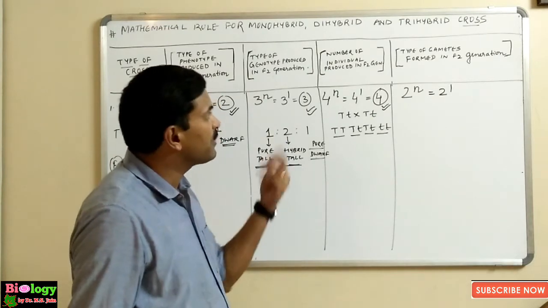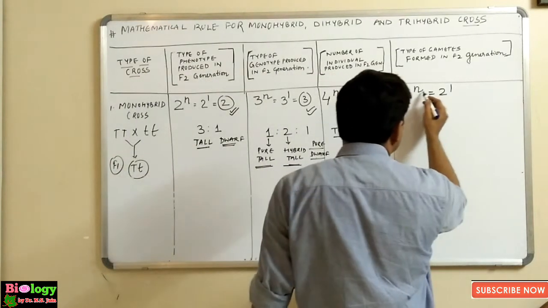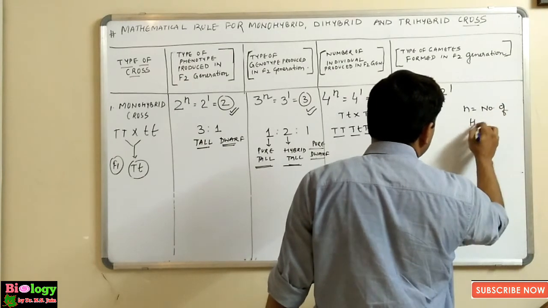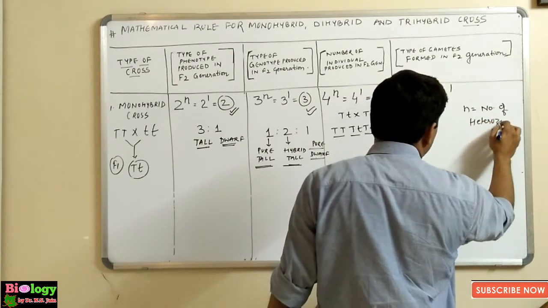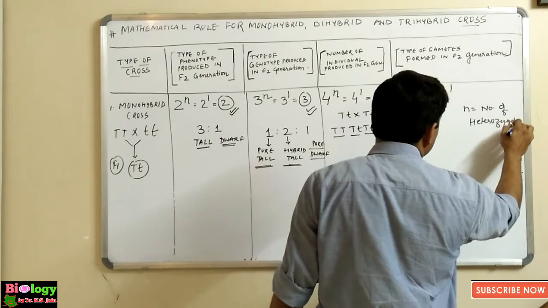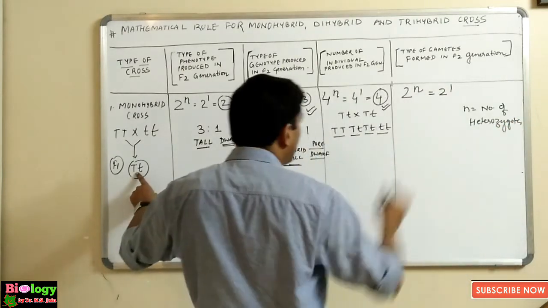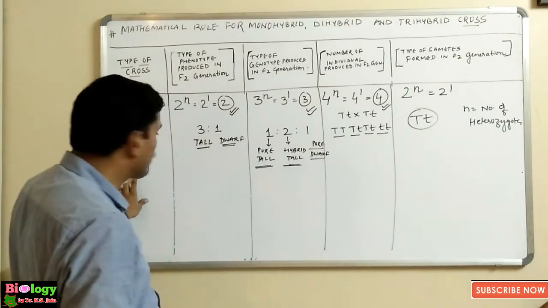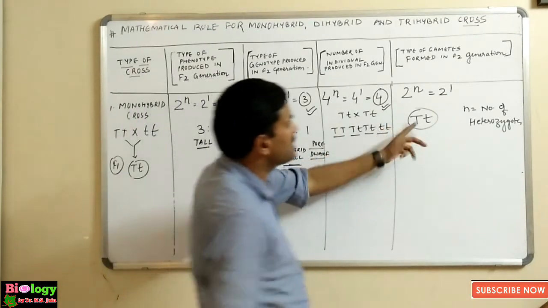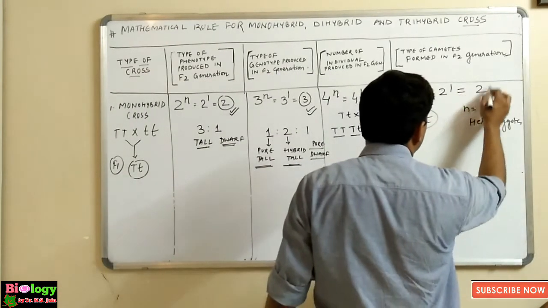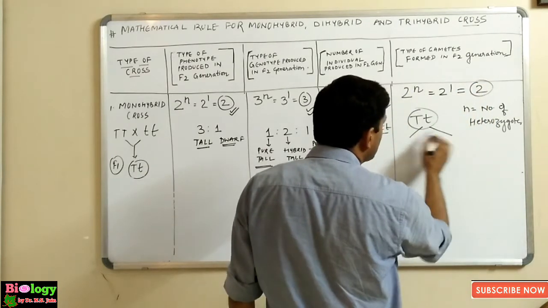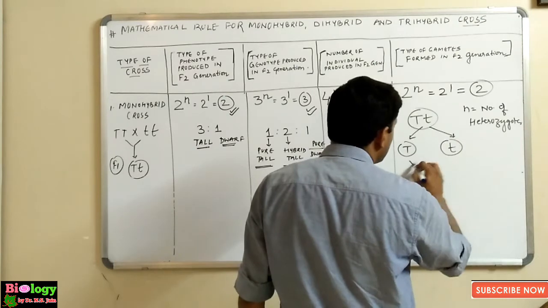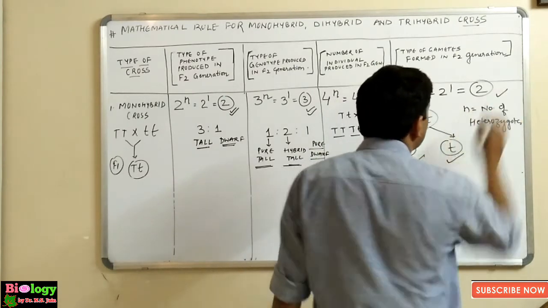And how many types of gametes will be produced? It is 2 to the power of n, where n is the number of heterozygotes, right? You can see here capital T, small t. This is the genotype of the F1 generation. Now 2 to the power of 1 means 2. So only 2 types of gametes will be produced, capital T and small t. This is one gamete, this is another gamete. How many gametes are produced? 2 gametes are produced.